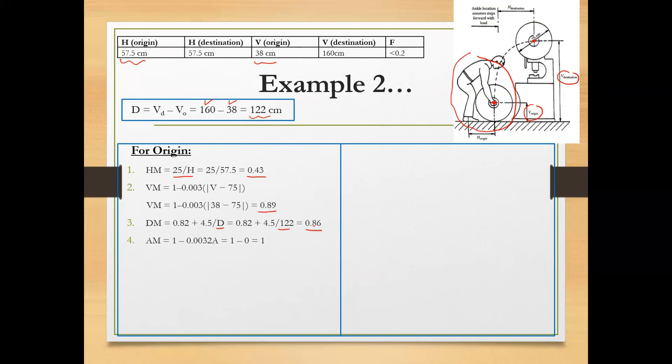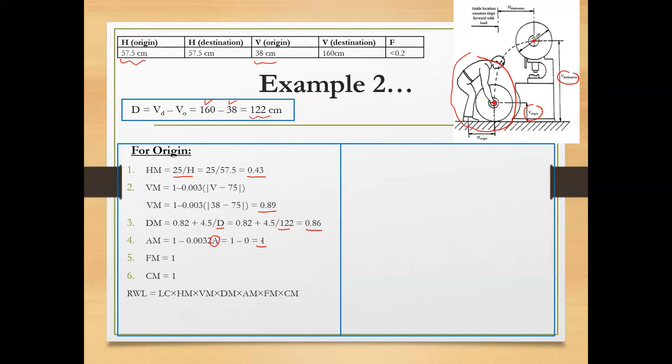The load is being lifted right in front of the body, so that angle A is 0. So 1 minus 0.0032A turns out to be 1. The frequency multiplier, as we can refer to the table, is 1 because the frequency is smaller than the smallest value in the table, that is 0.2. The load is being lifted just once per shift, so frequency is very small. And coupling based on observation is good, so the coupling multiplier is 1.